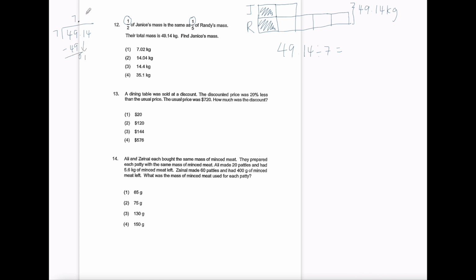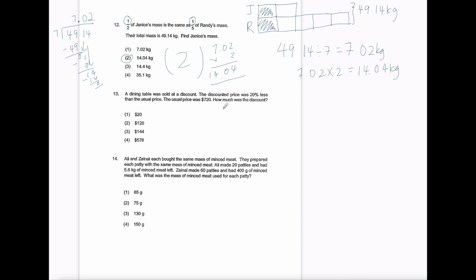There's a decimal here. Alright, so it's 7.02 kg per unit. Alright, so Jenny's mass is just 7.02 multiplied by 2. I'm going to do the working here. Okay, so my answer will be option 2. Got it? So let's move on to 13.